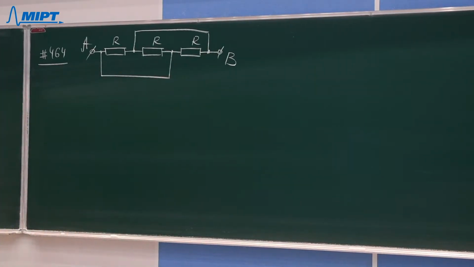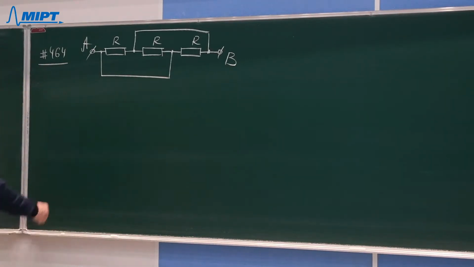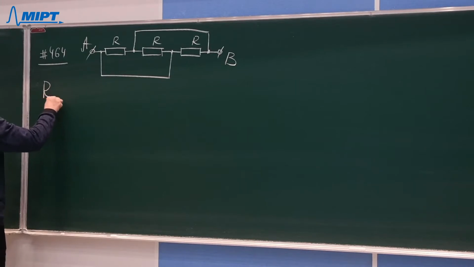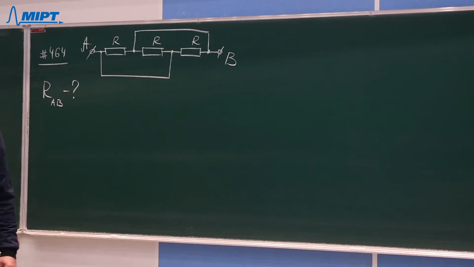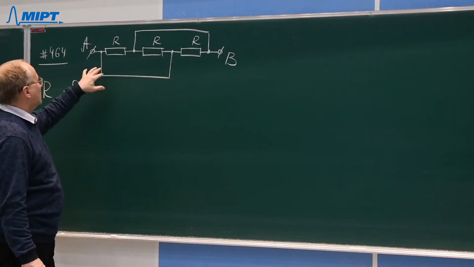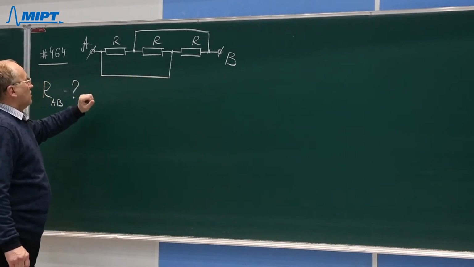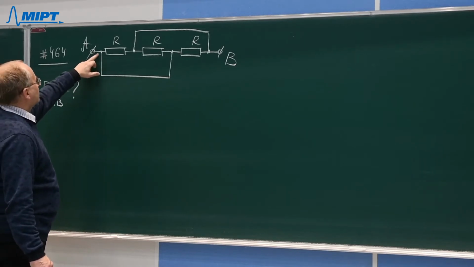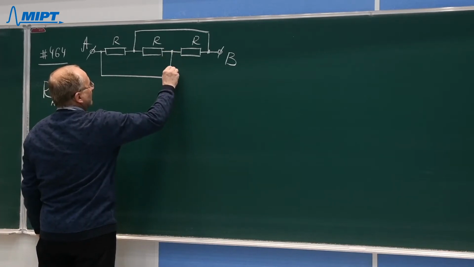So we have to find the resistance of such a connection of resistors. We have to find resistance between points A and B. Well, in order to solve this problem, we have to figure out what is this connection, whether the connection is a series or a parallel connection. Well, first of all, we note that point A is connected with this point, which I will denote as A prime.